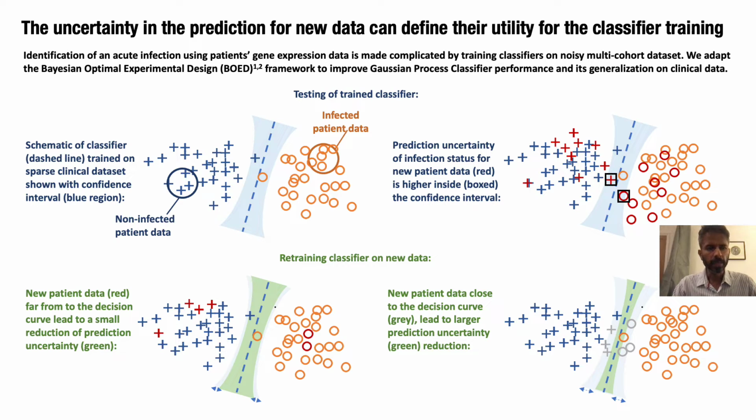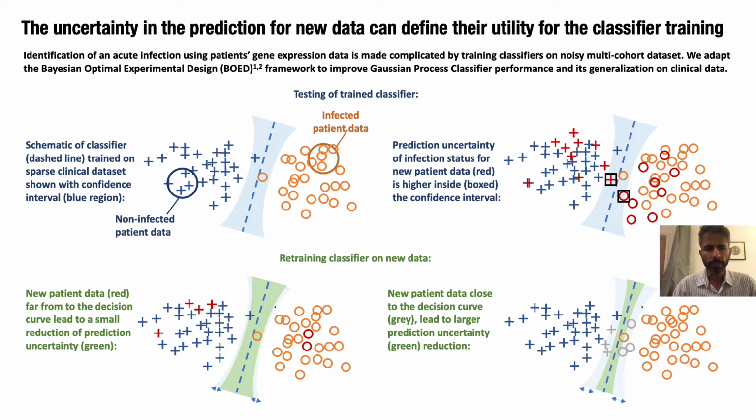On the top left panel here, I'm showing a typical machine learning binary classifier trained on sparse clinical data. And in the middle, you can see a blue region, which is the confidence interval of the model, also known as the uncertainty region. And in the middle of that is a dashed line, which is the decision curve. So on either side of the decision curve is your infection status, either infected or non-infected.